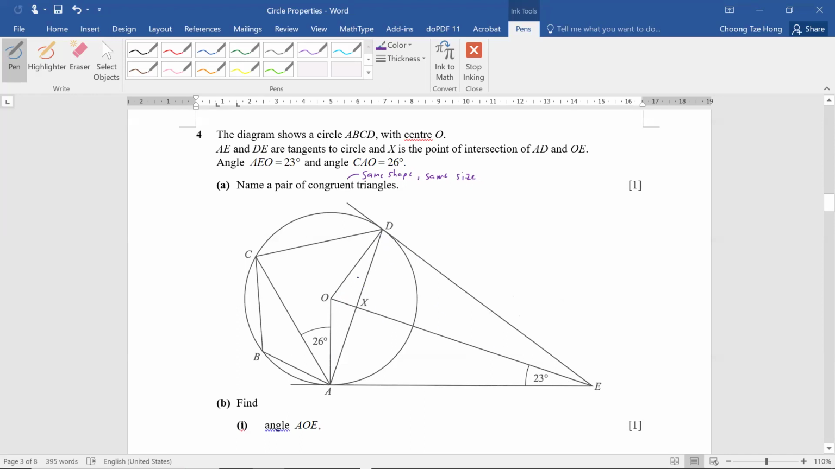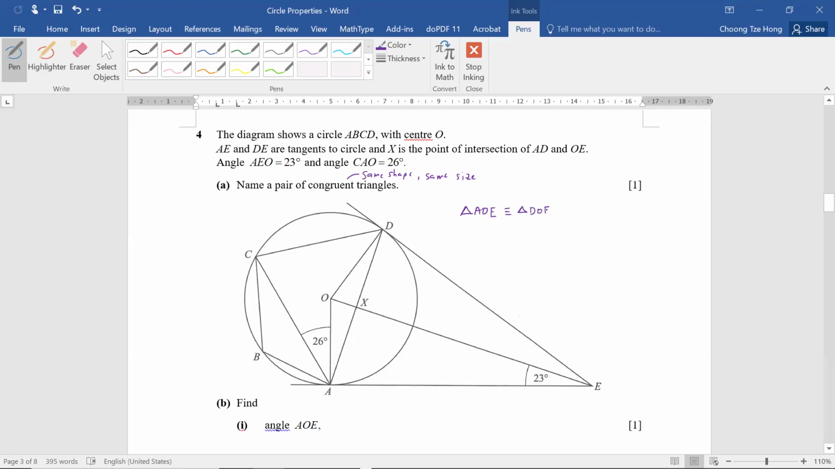Because I can clearly see that there's a lot of things that I can use to prove the congruency already, or to confirm the congruency. Although for this question we are not required to write the proof for congruency, I'm going to write it out anyway now, so that we can recap a bit about the different tests for congruency. So the two triangles that are congruent will be triangle AOE congruent to triangle DOE.